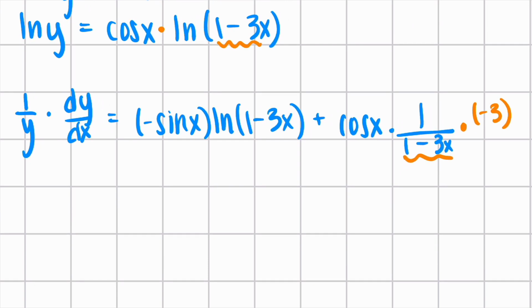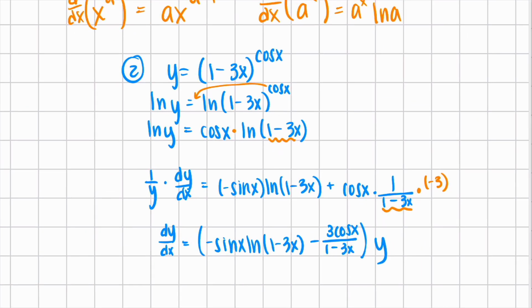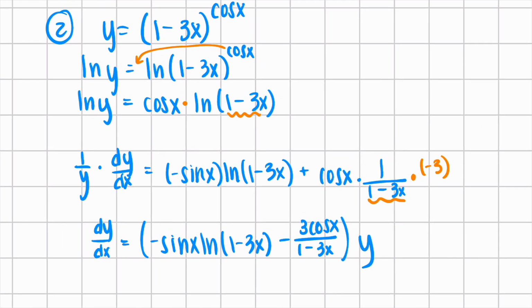All right, I'm going to multiply by y on both sides of the equation, and I'm going to simplify a little bit as well. So I get negative sine of x natural log of 1 minus 3x minus 3 cosine of x over 1 minus 3x. And that's all times y. But same thing as before, y equals 1 minus 3x raised to the cosine of x. So instead of y, I'm going to put that.